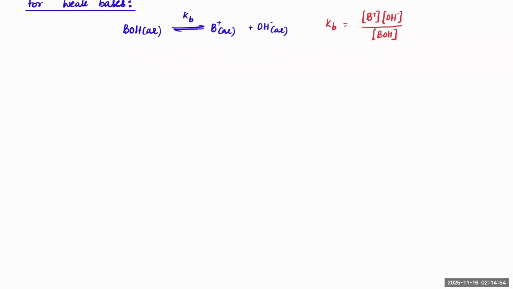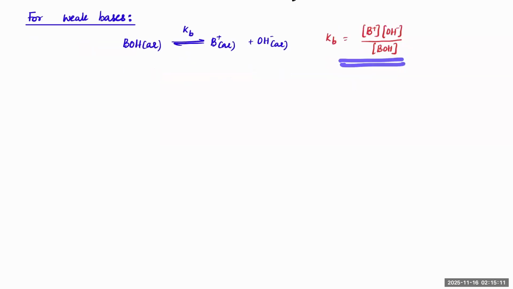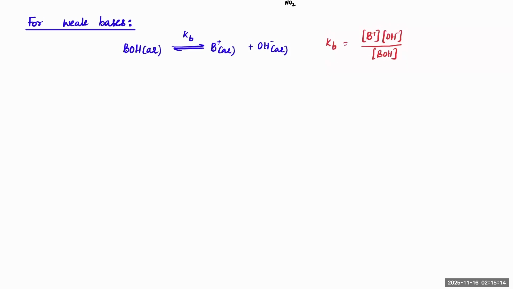Suppose BOH is a weak base, we expect it to give B plus and OH minus. And if the OH minus value increases, that means the Kb value increases. Kb value increases means it is a stronger base. That's how we relate. Now imagine at time t equal to 0, concentration is C naught, and at equilibrium, this will become C naught minus C naught alpha. This will become C naught alpha, and here also it will become C naught alpha.